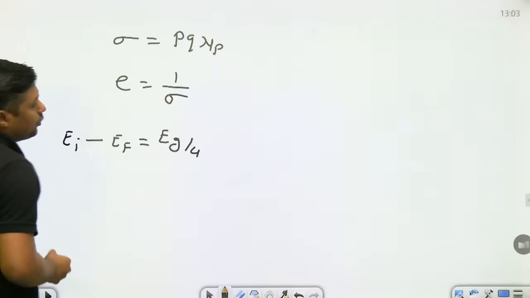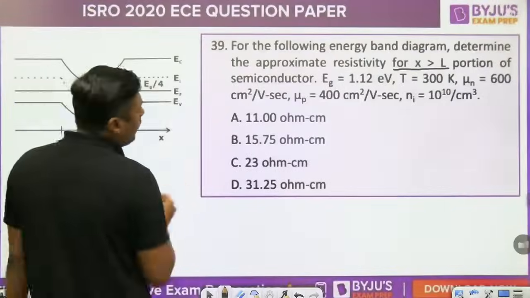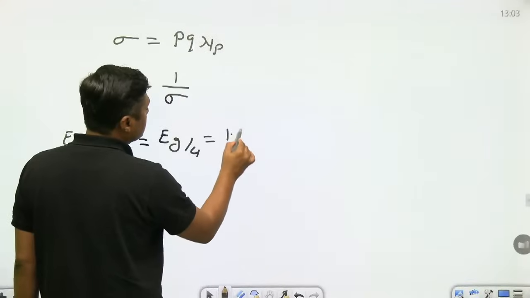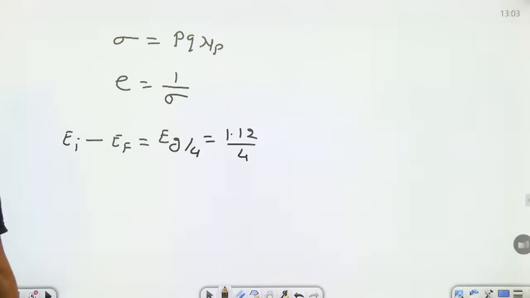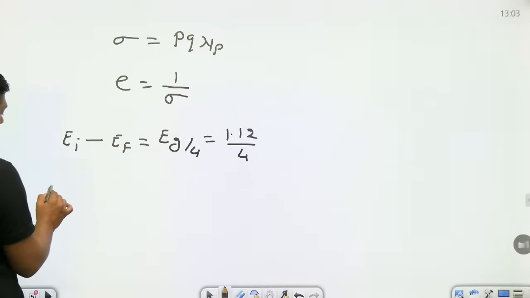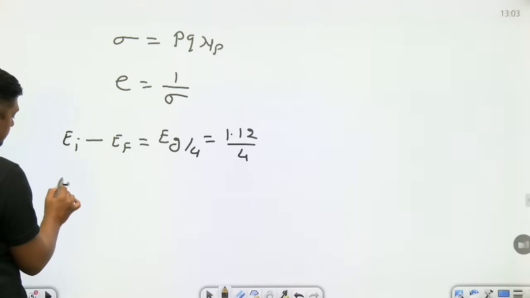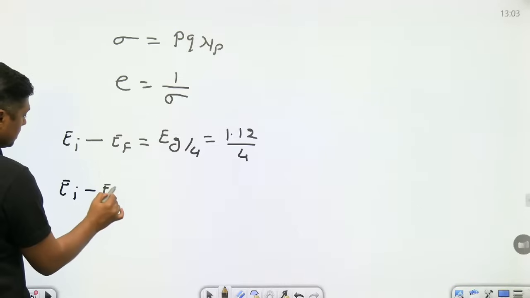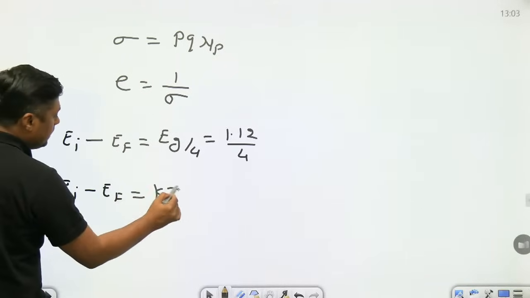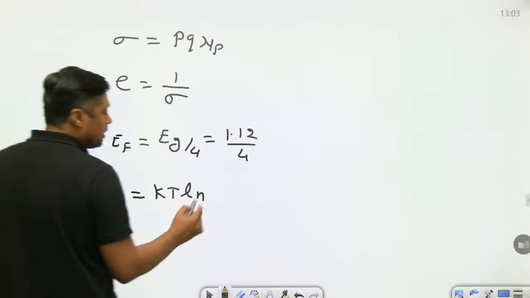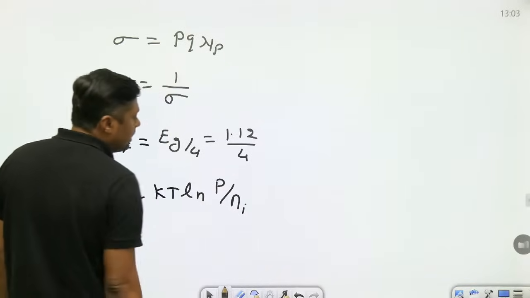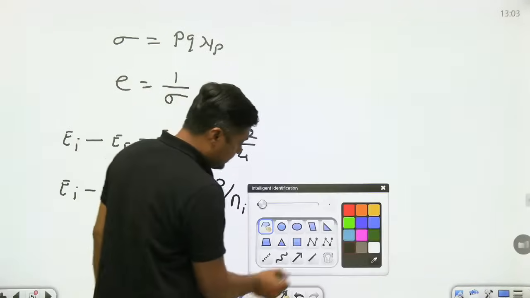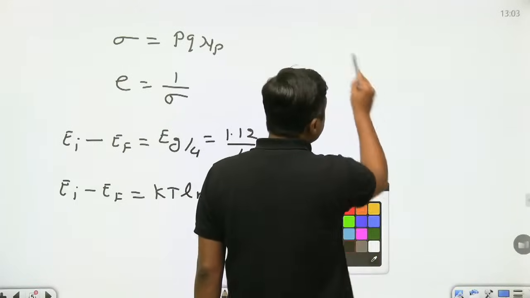Eg by 4. What is the Eg? 1.12 divided by 4. Now this gap, EI minus EF, is given by KT log of P by Ni. Remember this diagram.